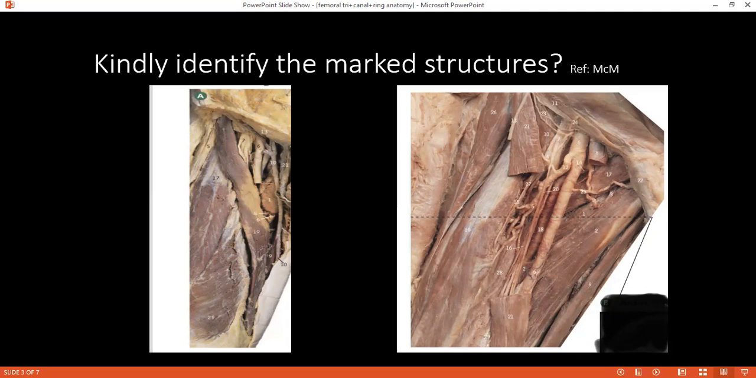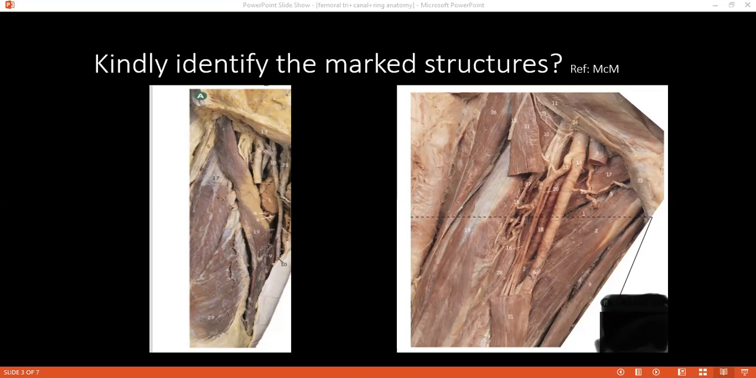Can you tell me how it is formed? What are the boundaries of the femoral triangle? I will come to this later. Can you please tell me the contents or the chambers present in the femoral triangle?